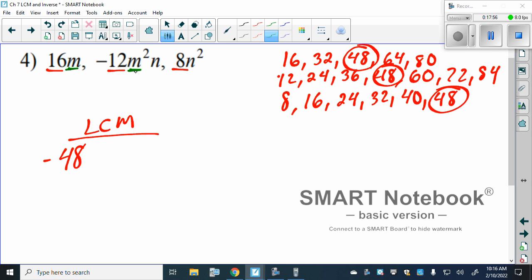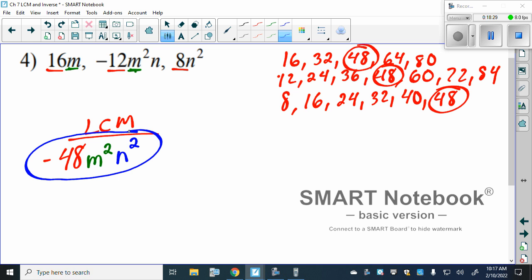So I do know that I need at least 1 m, but how many do we actually need? 2, because we're taking the most of each term. And really that's what we did with the number, but it's easier to see that with the variables. Since the middle one has 2 m's, we need all of them to have 2 m's. And then we also have the n. The middle term has 1 n, and the third term has 2, so we need 2.